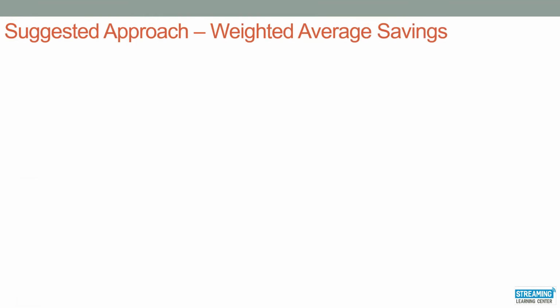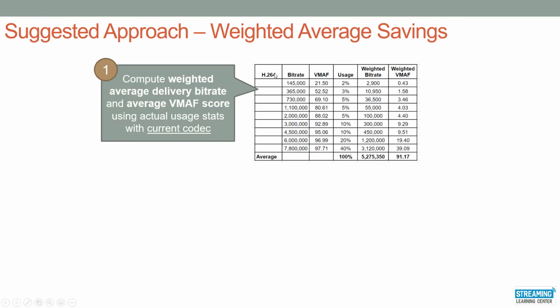So what do I suggest instead? What I call the weighted average savings. In this case, you look at your current encoding ladder and you compute the average delivery bit rate and the average VMAF score or quality score using actual usage stats from your server logs. So in this case, we have this encoding ladder here, these usage stats here. You do the math and you determine that on average, you deliver around 5.275 megabits per second for an overall average VMAF score of around 91.17.